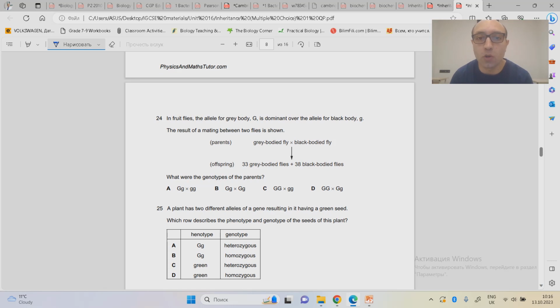24. What are the genotypes of the parents? So guys, as you see, the ratio looks like 1 to 1, 33 gray and 38 black. So firstly, in this sentence, they are saying that gray is dominant. So it was capital G, small g. And black body is recessive. It will be small g in this case. Guys, you can ask why I didn't write capital G's only for the first parent. Because in this case, all the offspring needed to be gray-bodied. But we see that it is 50 to 50%. So this is giving you A. The answer is A in this question.